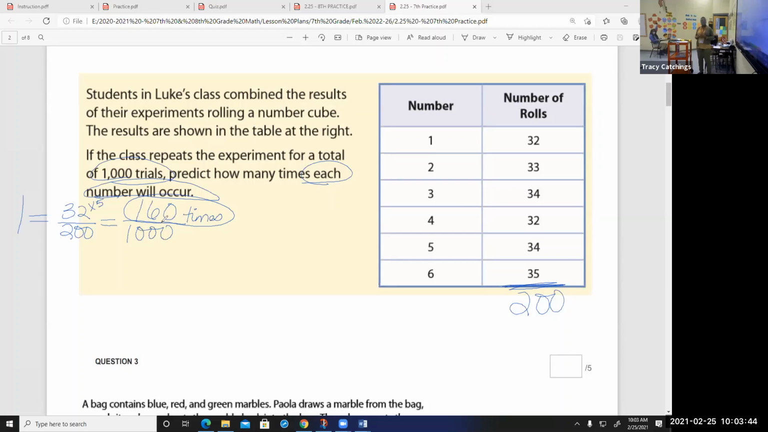Do we know the value of any other one? Just based on finding 1. Good job. So I would say 4 is also 160 times. And it could be on the same line with 1 showing us why they're the same.